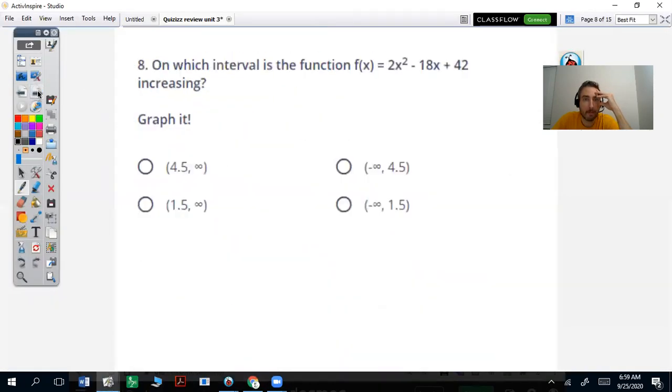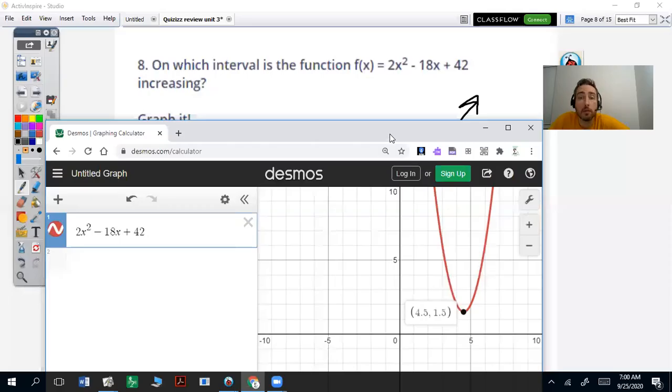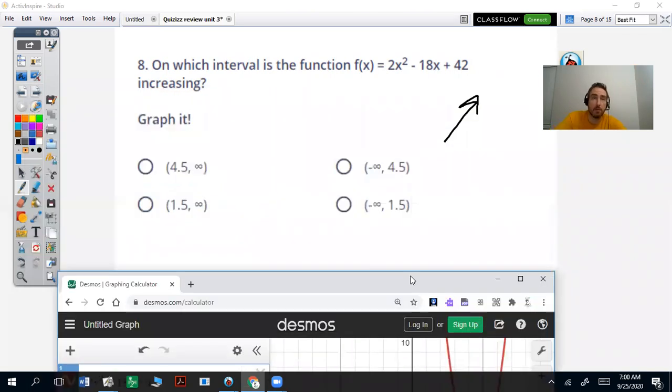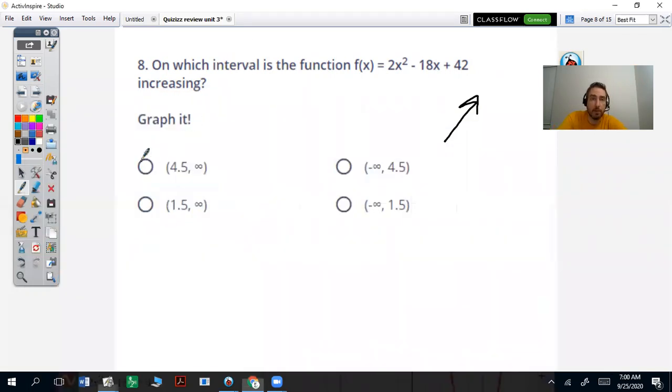Number 8. On which interval is the function 2x squared minus 18x plus 42 increasing? Increasing is going up as it goes to the right. Let's graph it. So this is going to go up, starting at x is 4.5, going up. So anything from 4.5 to the right is increasing. Always use the x values. So 4.5 to infinity is increasing.